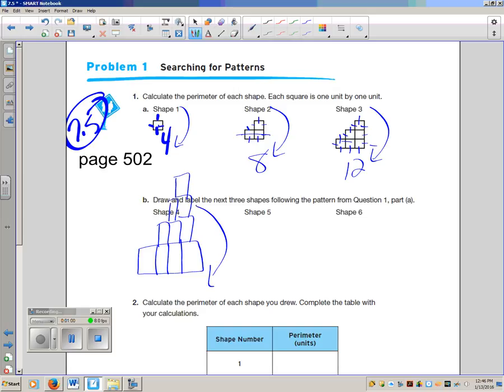Once again, how did we get from 1 to 4, 2 to 8, 3 to 12? Shape 4 is 16. Count them up if you don't believe me. You will get 16.